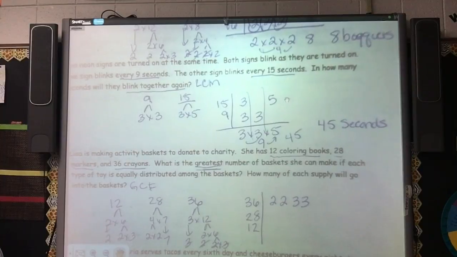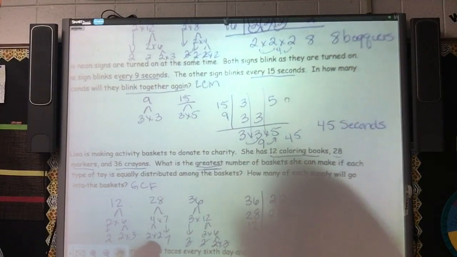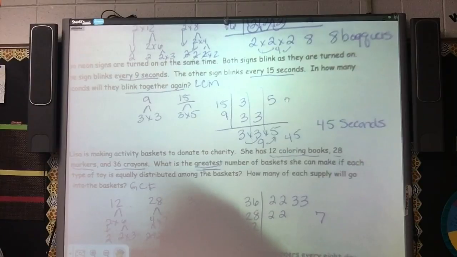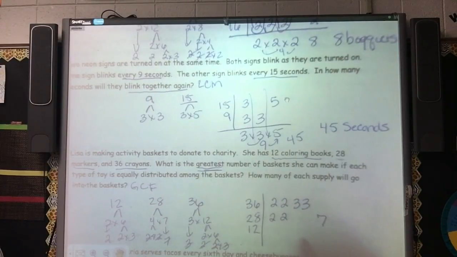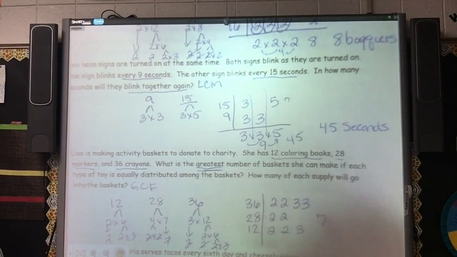Alright, let's take 28 and line them up. 2 2s and a 7. 2 and a 2. And 7 doesn't have a pair, so it goes over by itself. 2, a 2, and a 7. Those are done. And then 12 has a 2, 2, and a 3. So a 2, and a 3.